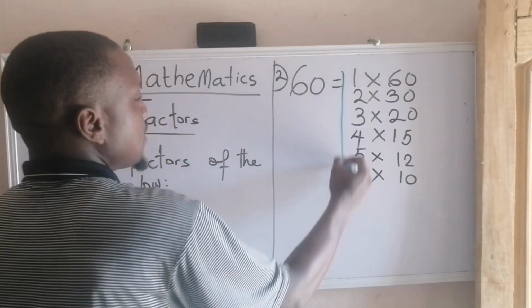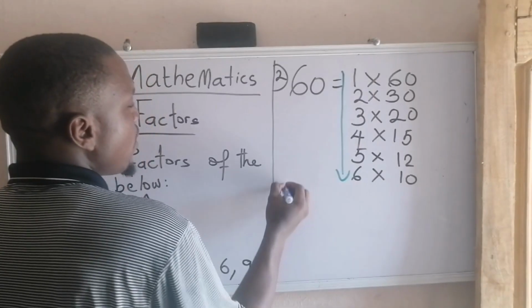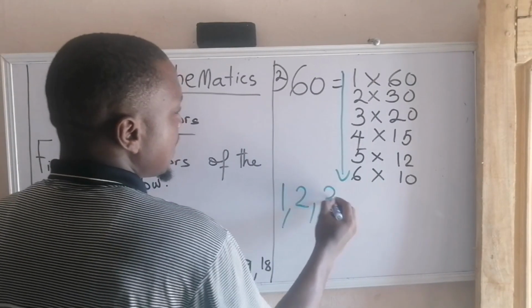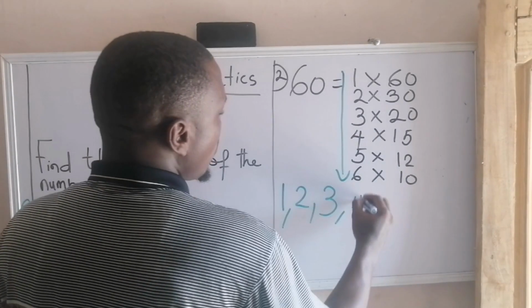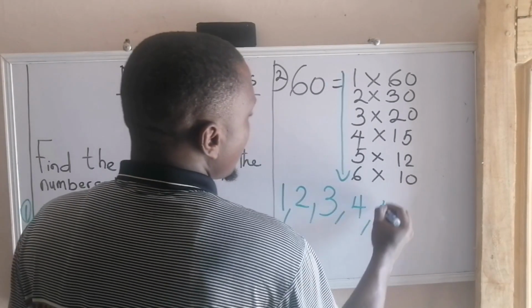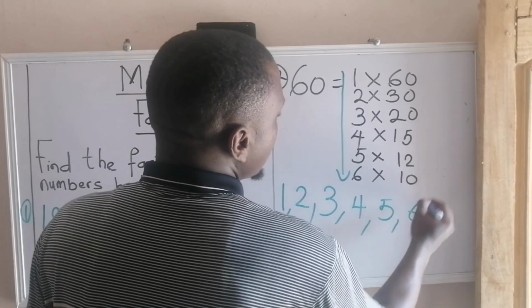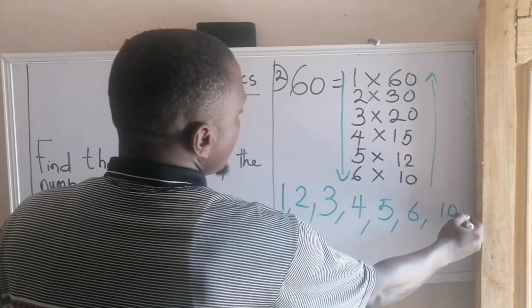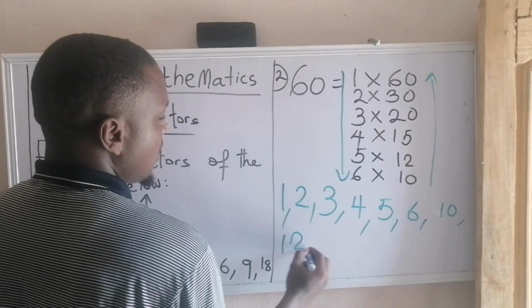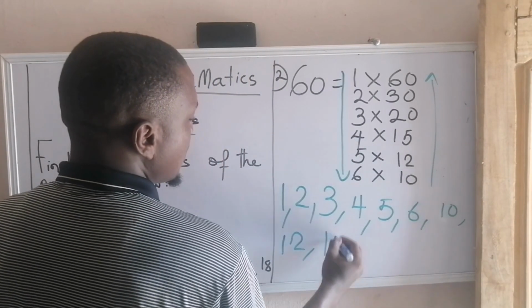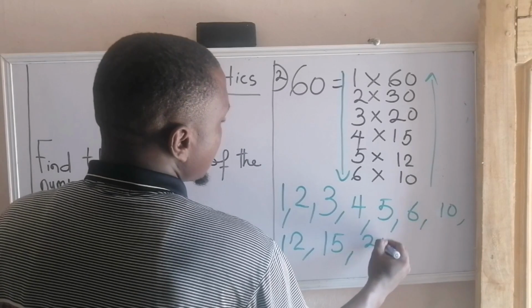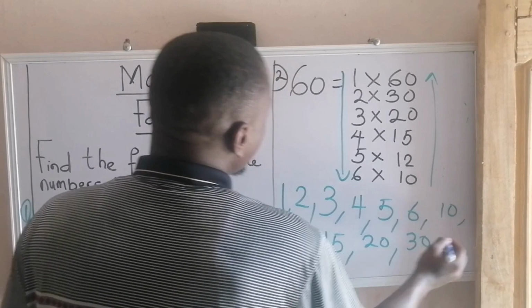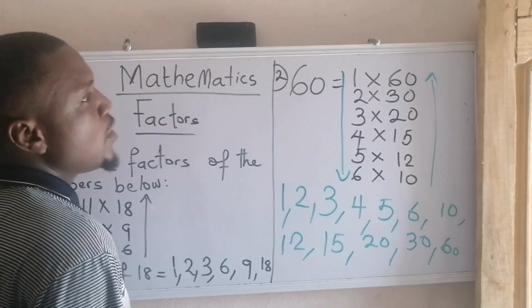So you come like this. You pick from the first figure here. 1. Then you have 2. Then you have 3. Then you have 4. Then you have 5. Then you have 6. Your 10. You have your 12. You have your 15. You have your 20. You have your 30. Then you have your 60. So these are the factors of 60.